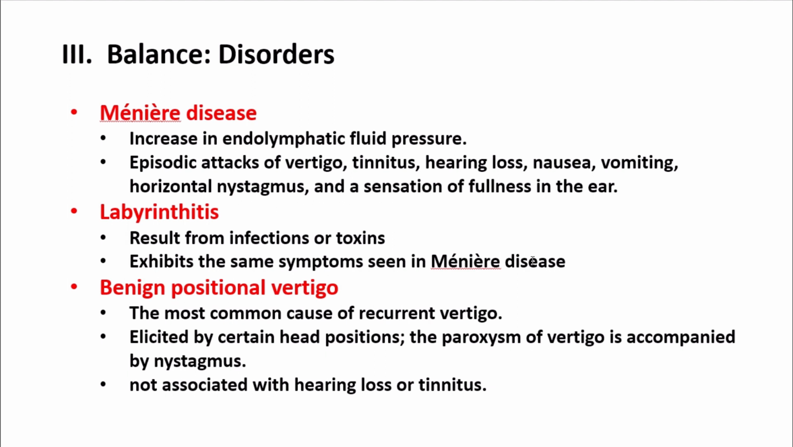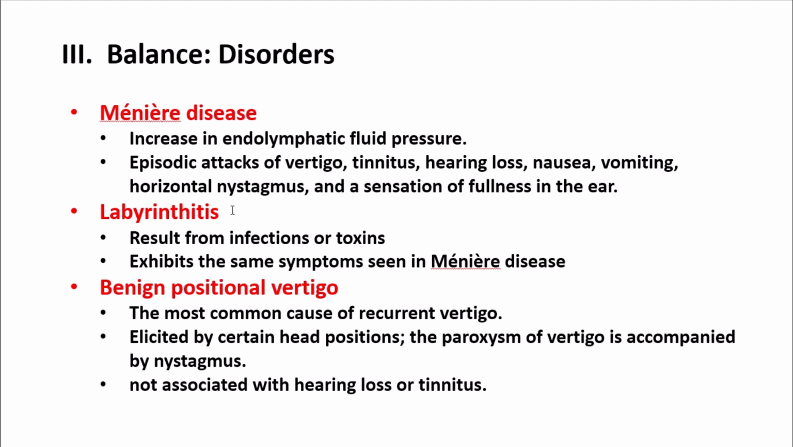For the diseases of the balance, there are 3 that are common, so I put them here. One is Meniere's disease, the other one is labyrinthitis, and the third one is benign positional vertigo. I want to tell you a little bit easier way to remember all of these things. In Meniere's disease, the cause is not known. Nobody knows it. There are different risk factors that may increase the possibility of getting Meniere's disease, but the actual cause is not known.